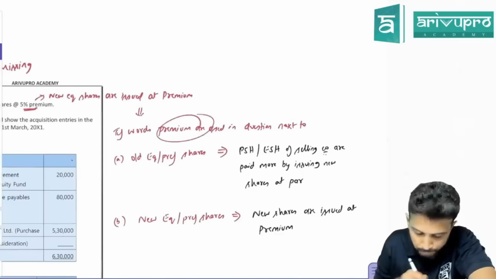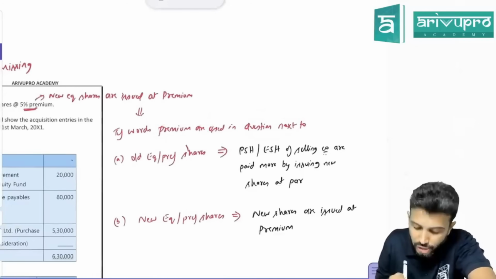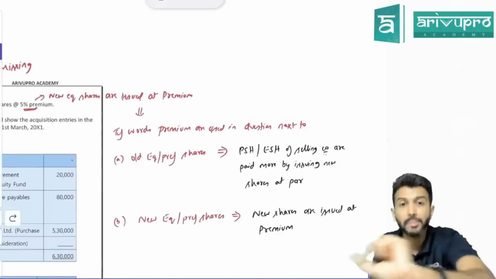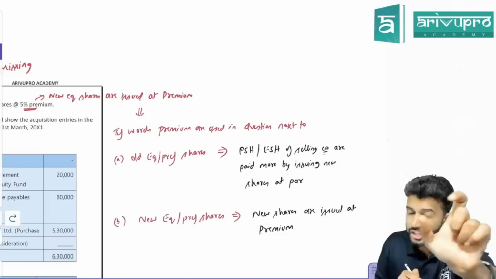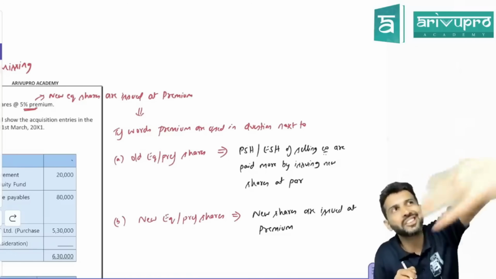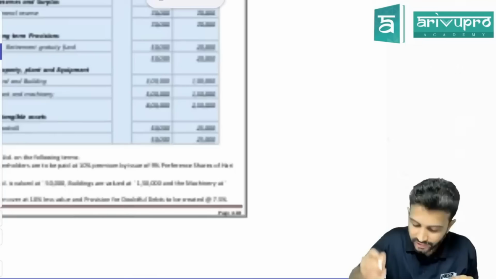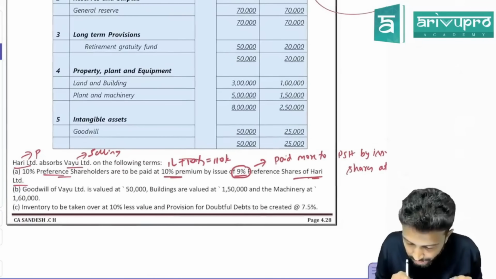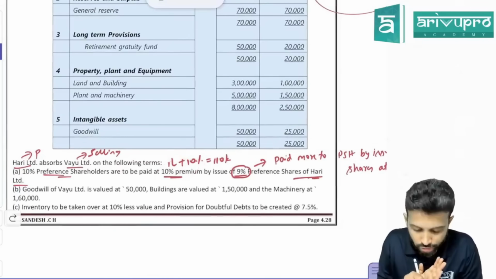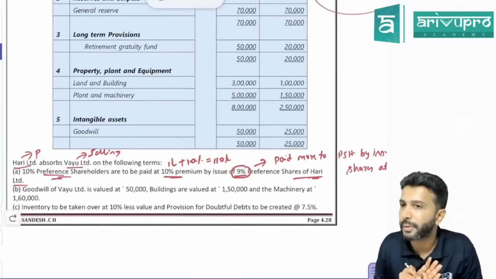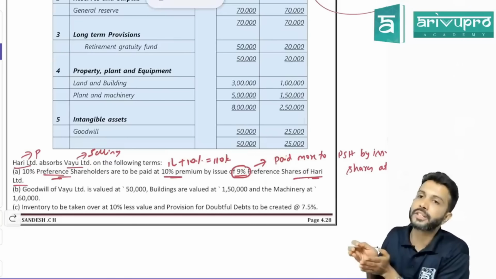Always check whether the word premium is used in the question next to old shares. If this word premium is used next to old shares, then what it means is old shares are taken over at a higher value and new shares are issued at par. So in this example, check. They said preference shareholders have to be paid at 10% premium. So this is your old. Next to that only, 10% premium came. And then they are saying new preference shares are issued.